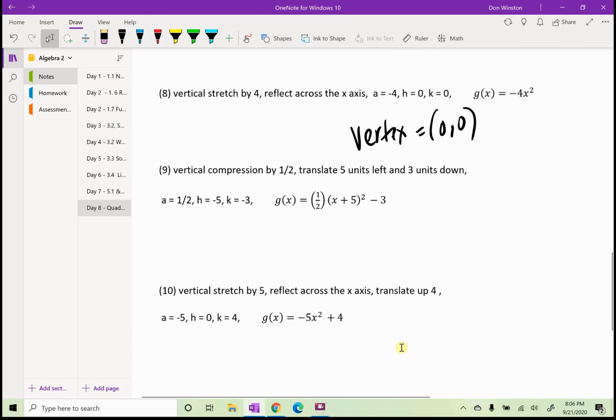Vertical compression by 1/2, so by a factor of 1/2. So we're going to press down on the graph. Translate 5 units left and then 3 units down. So we have like 3 transformations going on here. So let's take a look at all 3.